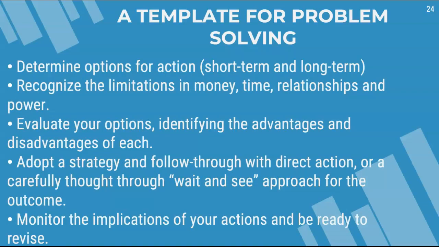Now, when you use critical thinking in problem solving, you also want to finish with this. Determine the options for action, both the short term and the long term. Recognize the limitations in money, time, relationships, and power. Evaluate your options, identifying the advantages and disadvantages of each. Adopt a strategy and follow through with direct action, or a carefully thought through wait and see approach for the outcome, especially if it's something that's out of your control or it hasn't happened yet. You're going to have to do that latter part. And then finally, monitor the implications of your actions and be ready to revise.